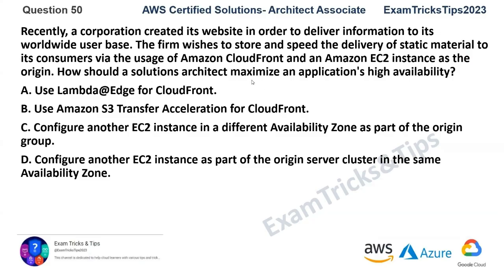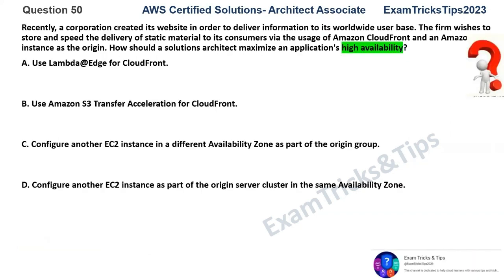Question number 50. Recently, a corporation created its website in order to deliver information to its worldwide user base. The firm wishes to store and speed the delivery of static material to its consumers via the usage of Amazon CloudFront and an Amazon EC2 instance as the origin. How should a solutions architect maximize the application's high availability? This is a trick question, first of all.